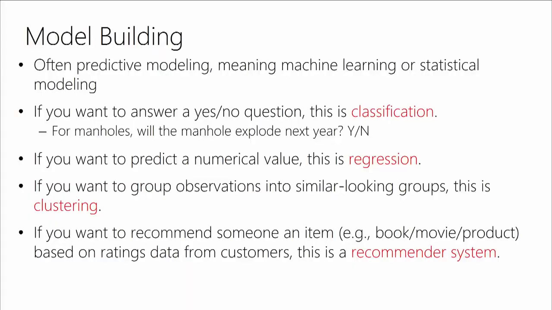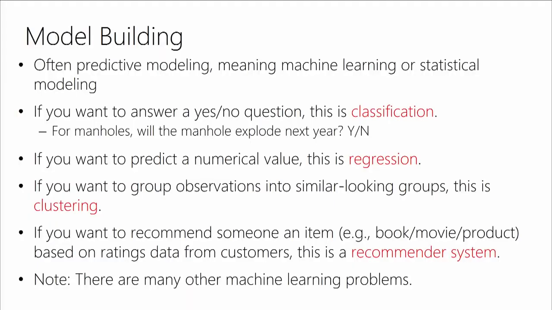If you want to recommend someone an item, like a book or a movie or a product, based on ratings from other customers, then this is a recommendation system. And I should mention to you that there are many, many other machine learning problems out there. I've just told you 4 important categories of machine learning problems, but there are many, many other ones.